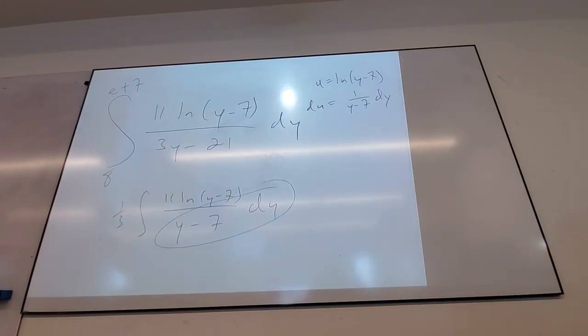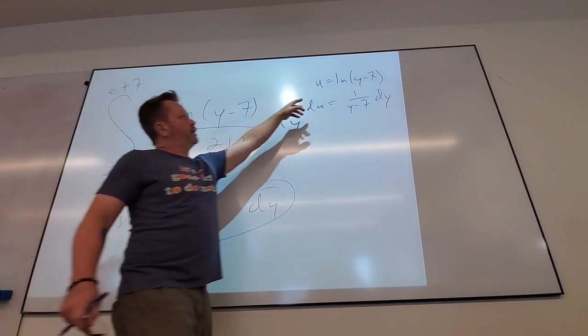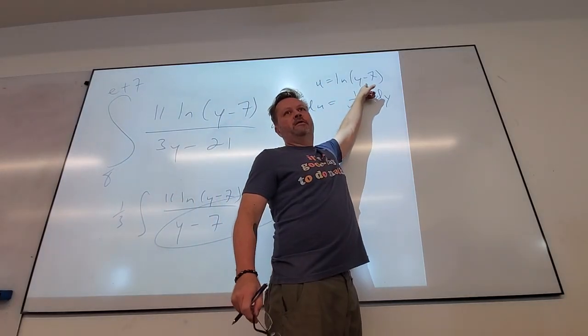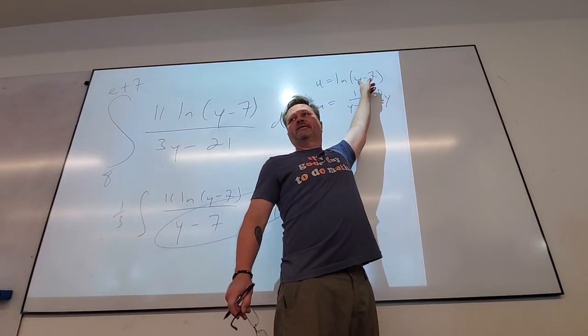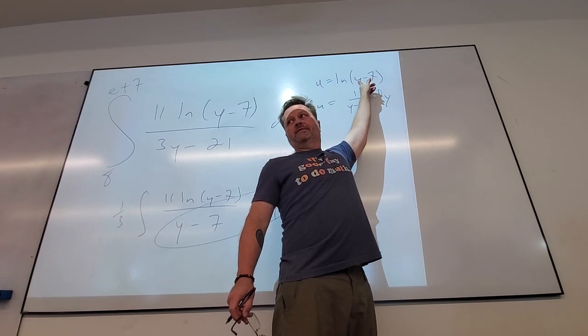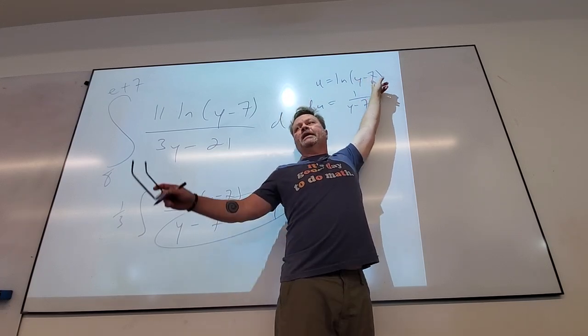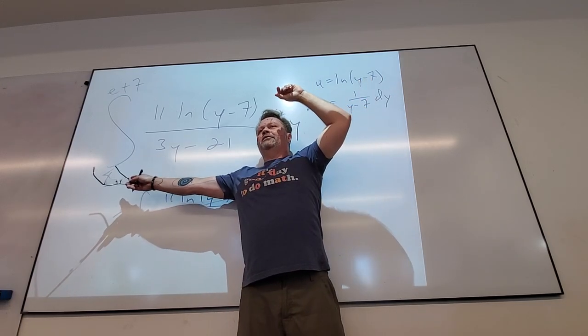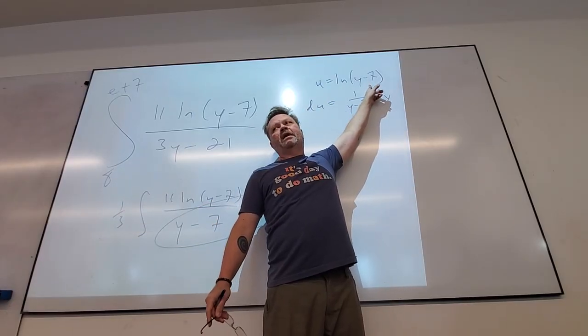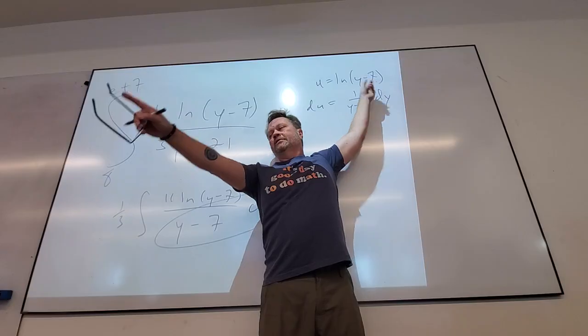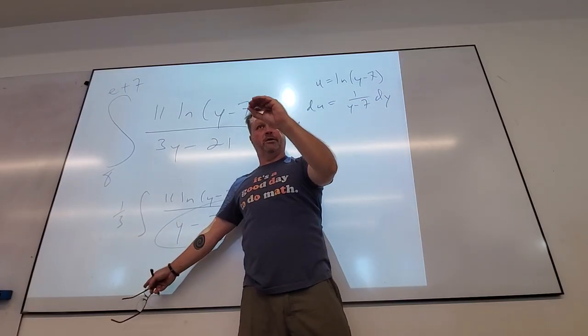You have to change everything that was y to u. We have set up the relationship between u and y. So if y is 8, what's u? Is y 8 in my integral at some point? Yes. So if y is 8, what's u? ln 1. Natural log of 1 is 0. So my u integral is going to be 0 on the bottom.